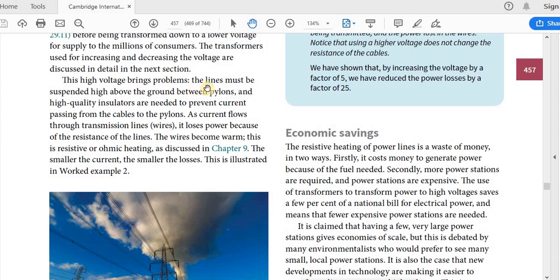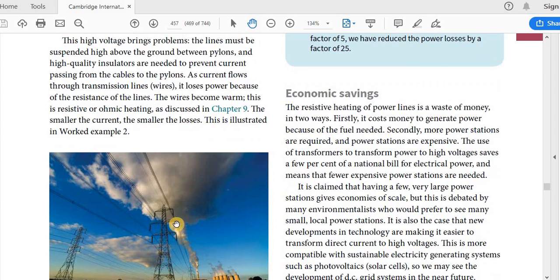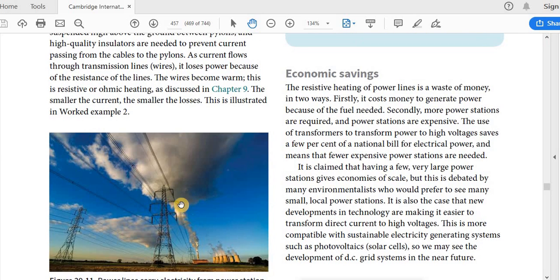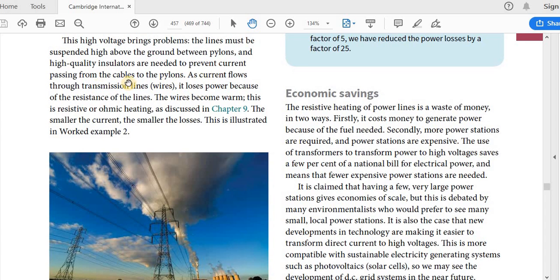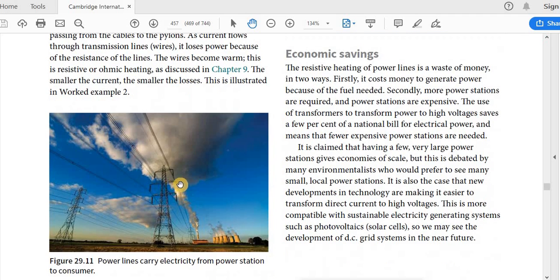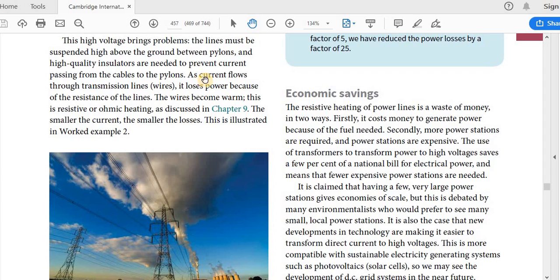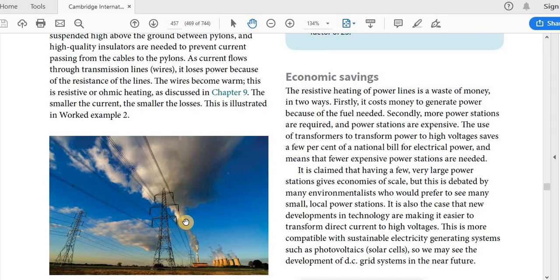The high voltage brings problems. The lines must be suspended high above the ground between pylons. Okay, so what you have here, now we can't really see it, those are the pylons. So between pylons, and high quality insulators are needed to prevent current passing from the cables to the pylons. Now you can see the cable here. The cable is fitted between two pylons over here. You can't really see that in the picture because it's too small.